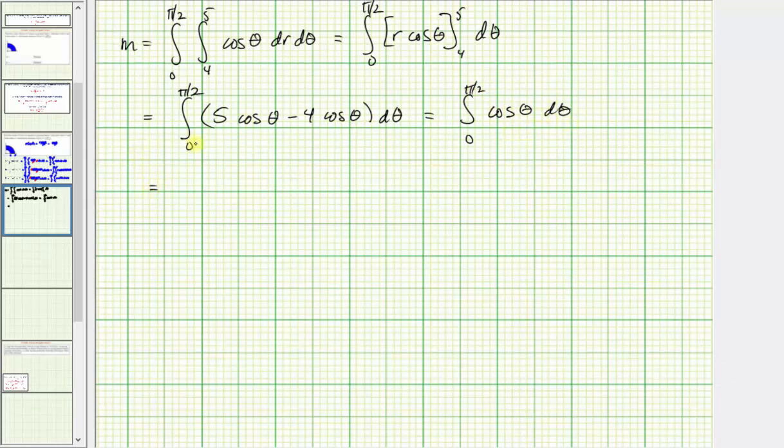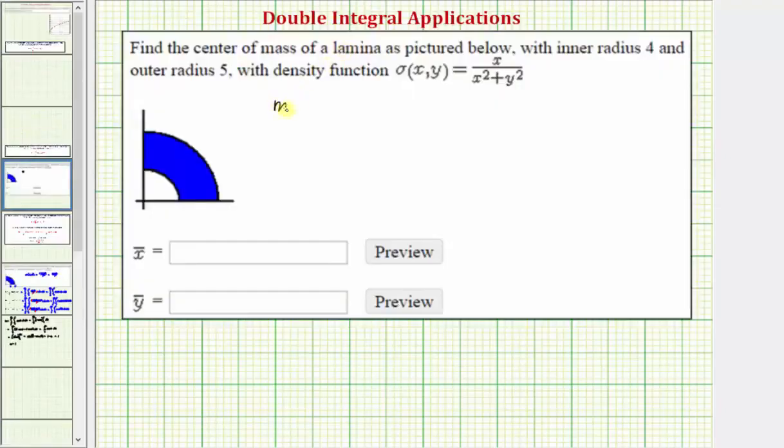Now we integrate with respect to theta, giving us sine theta. So we have sine pi divided by 2 minus sine 0, which is equal to 1 minus 0, which equals 1. So now we know the mass is equal to 1. Let's go ahead and write this back on the first slide. So we know the mass is equal to 1.